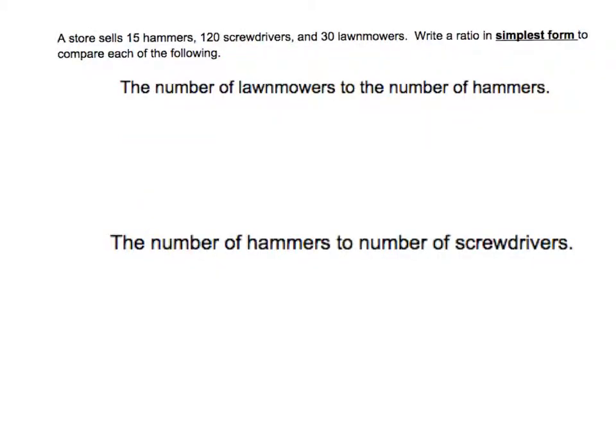For this one, it says a store sells 15 hammers, 120 screwdrivers, and 30 lawnmowers. Write a ratio in simplest form to compare each of the following. So we're going to do number of lawnmowers, which is 30. And we're going to set that ratio up to 15 hammers. So now I want to look at these two. This right here is a ratio, but it's not in simplest form.